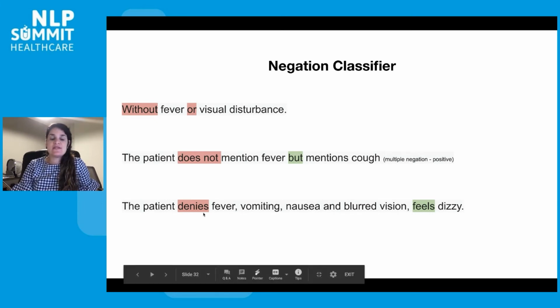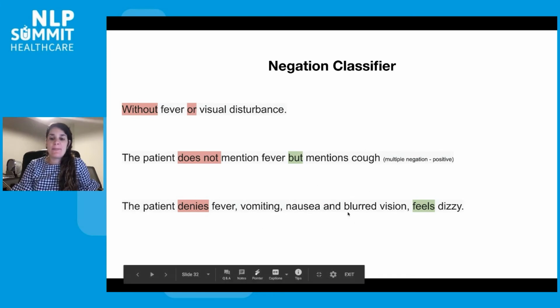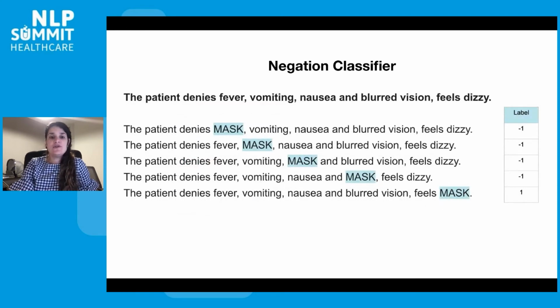"The patient denies fever, vomiting, nausea, and blurred vision, but feels dizzy." All of these concepts, fever, vomiting, nausea, and blurred vision, are negated, but the word dizzy is positive because of the word feels. So we would like to find for each one of the concepts what their value is. Is it a positive value or a negative value? In order to do that, we use a masking mechanism.